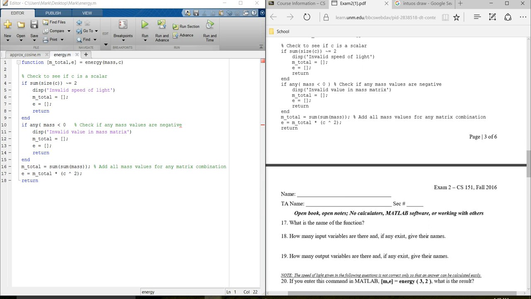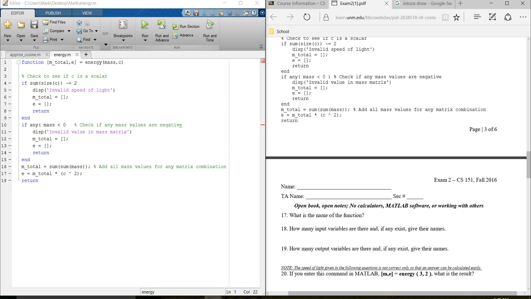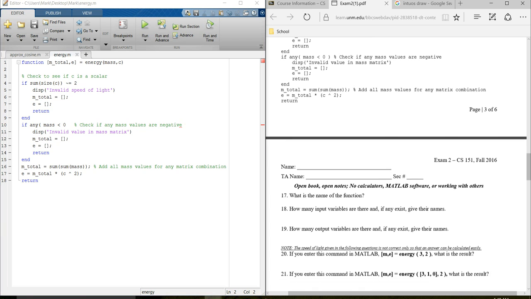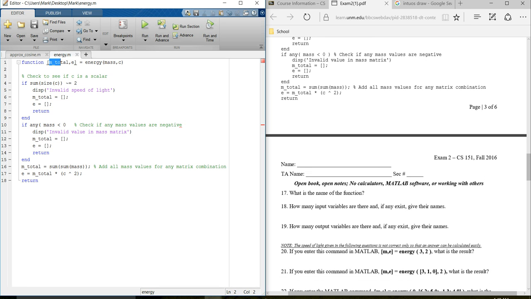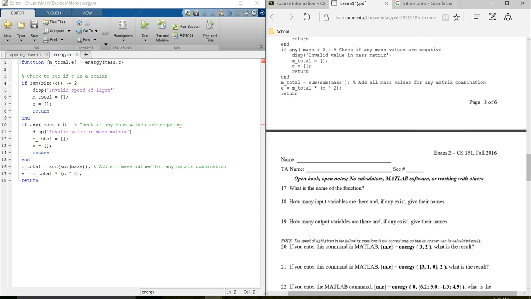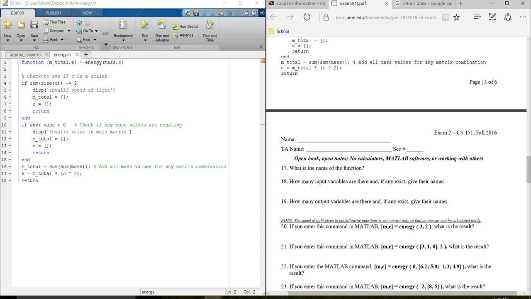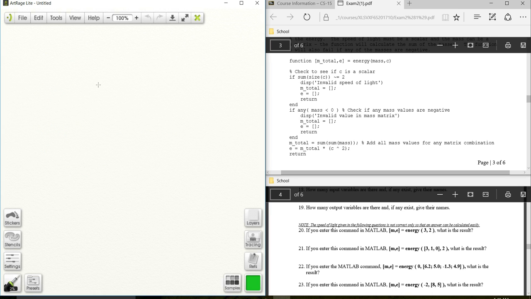How many input variables are there, and if any exist, give their names. So we have 2 inputs, we have mass and C. 19, how many output variables are there, if any exist, and give their names? Our outputs are M total and E. Number 20, if you entered the command ME is equal to energy 3, 2, what's the result?